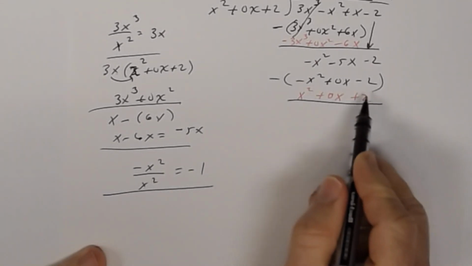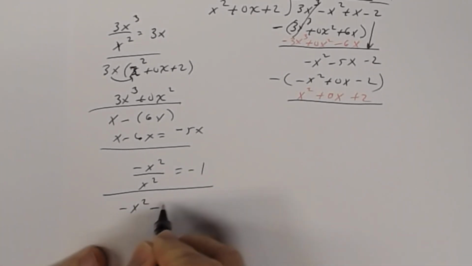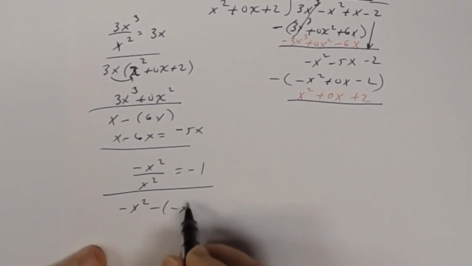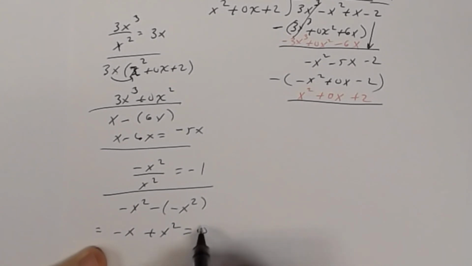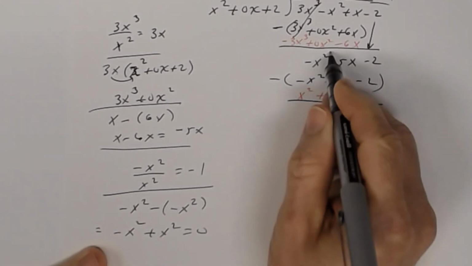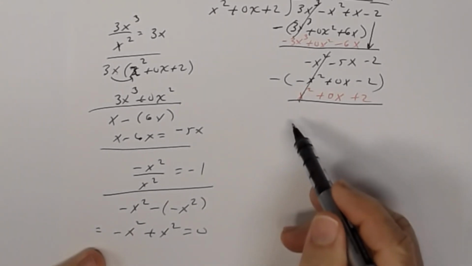This is probably better to deal with right here, but it's up to you. So we have negative x squared minus a negative x squared. Now remember what that means. That means negative x squared plus x squared, which we know is 0. And so if you're doing this correctly, remember it cancels out, you get 0 right here.